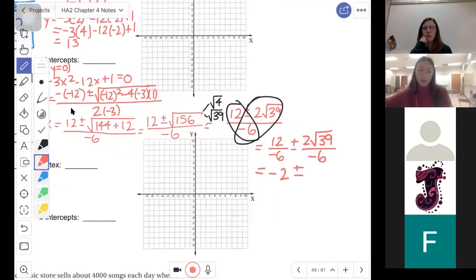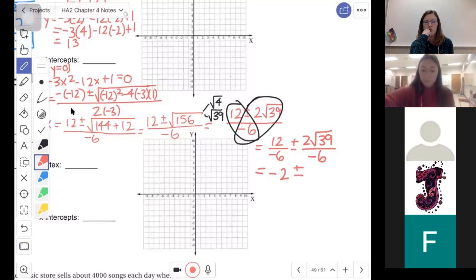How can we simplify the second half of this answer? We have 2 root 39 over negative 6. Can we do something with that 2 and negative 6? You can reduce it to 1/3. Yeah. So then that will become 1/3. So we have root 39 over negative 3. And that negative 3, we know that plus or minus in front of it, that negative 3 won't matter because one time when we add it, it will be positive and the other time will be negative. So that's how we simplified here.